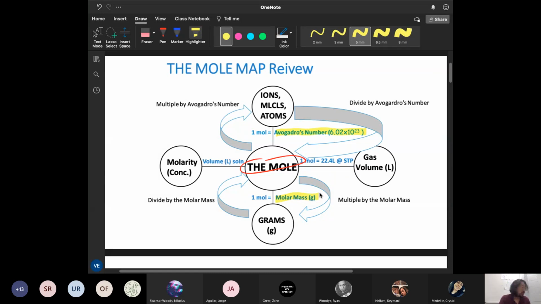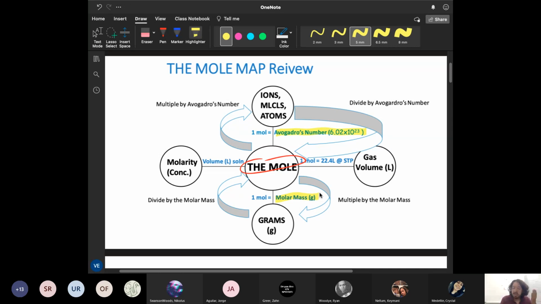Let's try something else. Let's say you need a mole of carbon. A mole of carbon will be 12 grams. So plutonium will be like 200 something. Carbon will be 12 grams. Different masses. One's obviously heavier than the other, but what do they both have in common? They both have the same number of atoms.